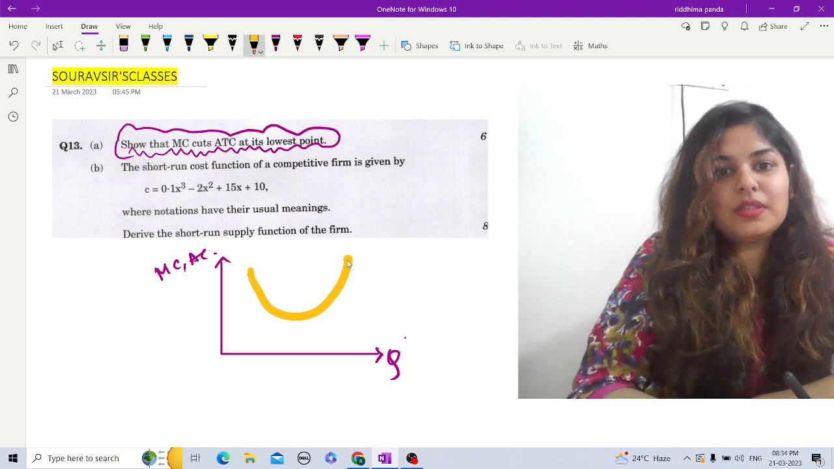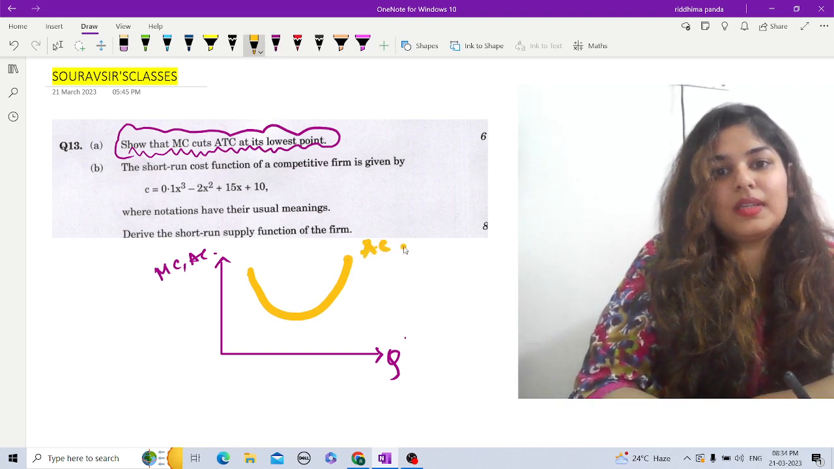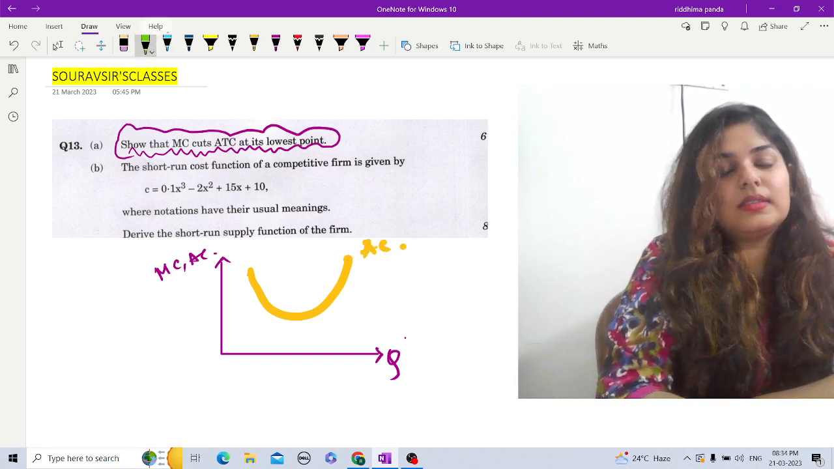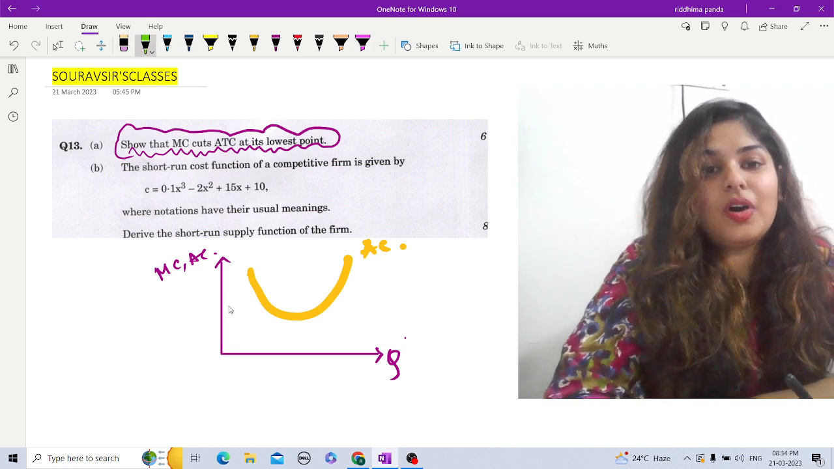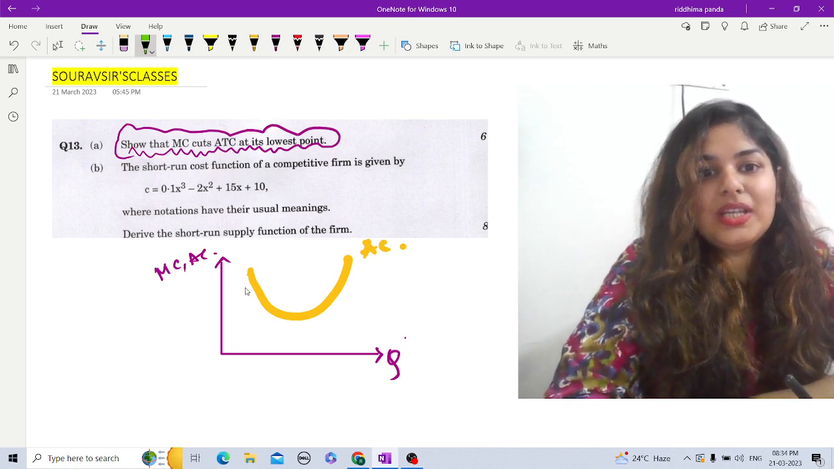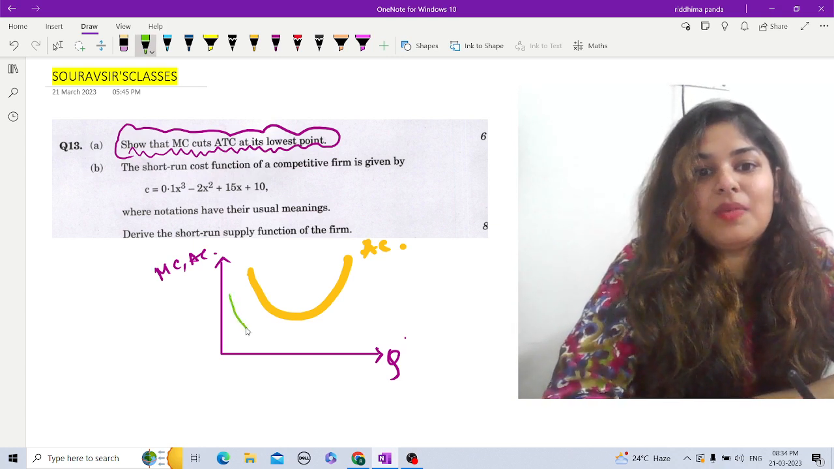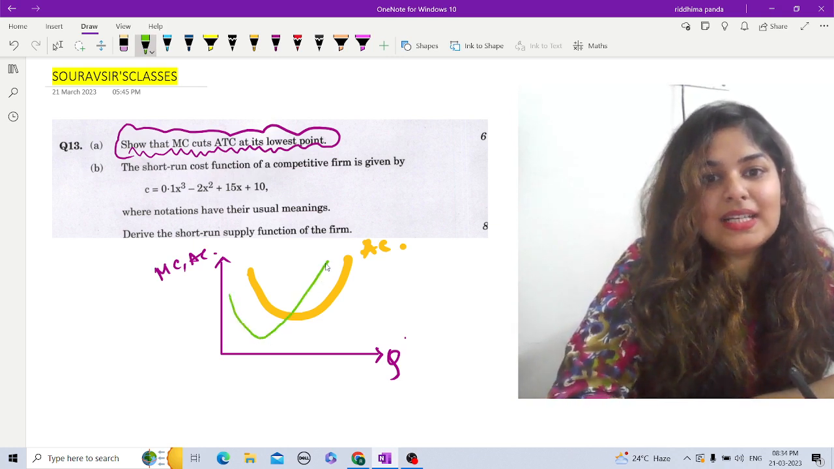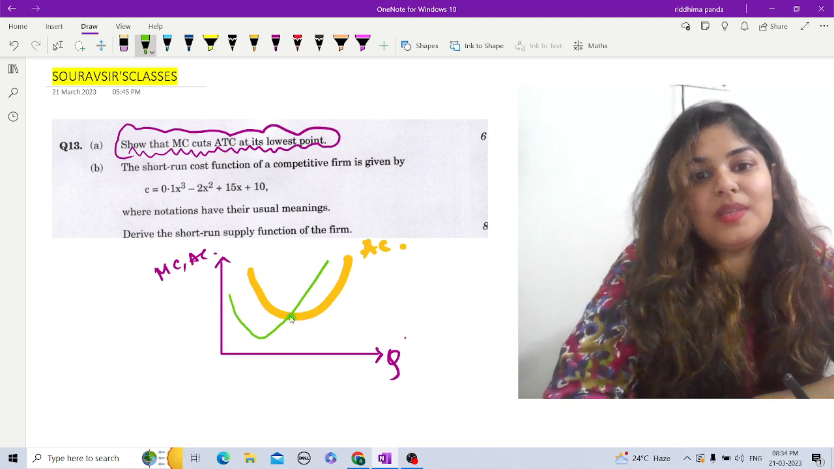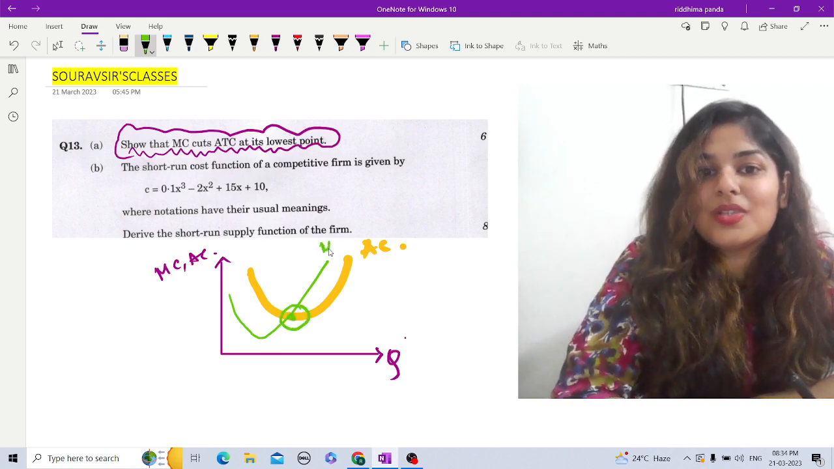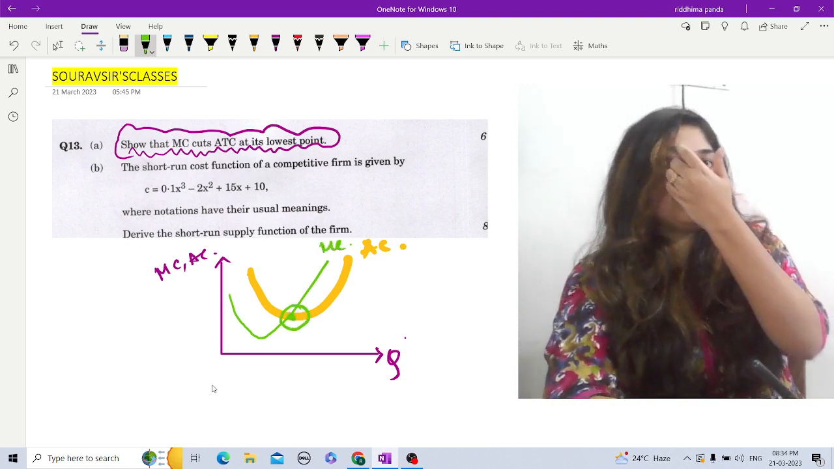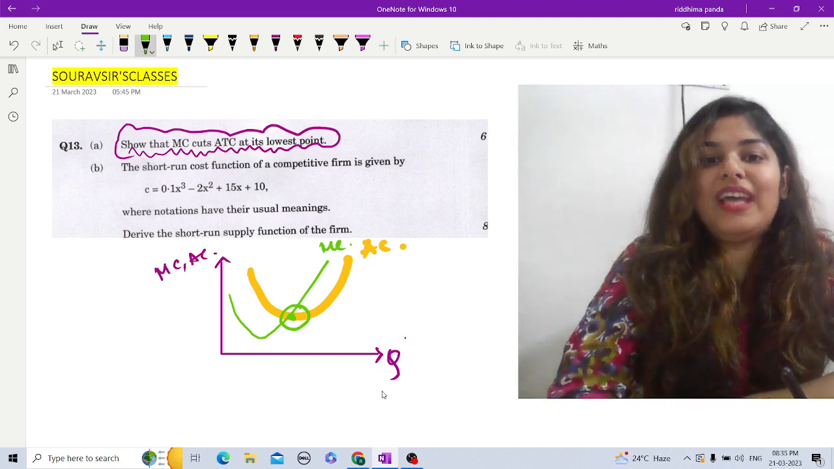So now we know that the average cost curve is U-shaped, and marginal cost is also U-shaped. Initially, the marginal cost curve is below the average cost curve, attains its minimum before that, and starts increasing and cuts the AC curve at its minimum point when MC is increasing. So this is my MC. This is the basic relation between marginal cost and average cost curve.